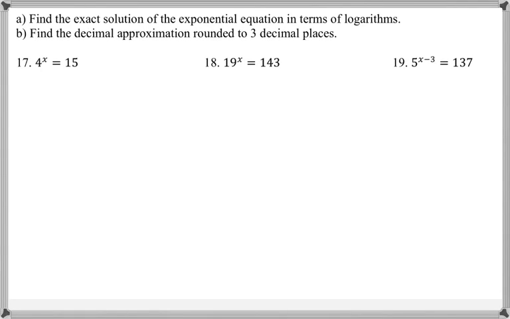The next questions want us to find the exact solution of the exponential equation in terms of logarithms, and then find the decimal approximation rounded to 3 decimal places. So if we look at number 17, it really looks like the questions that we've already been doing.